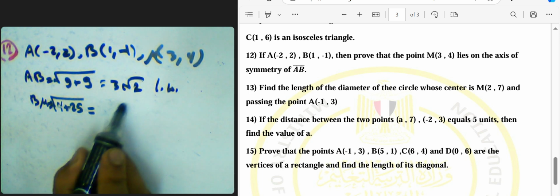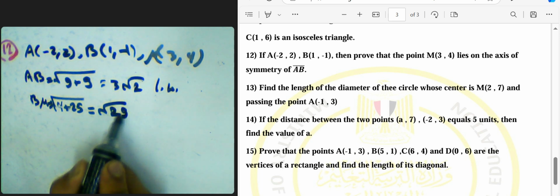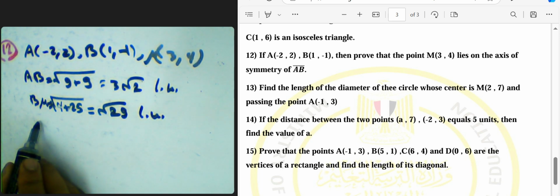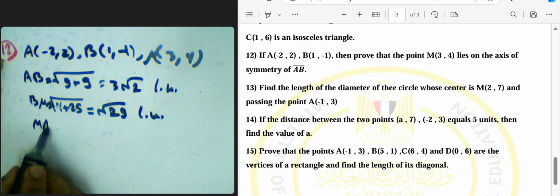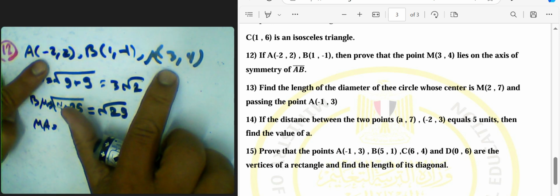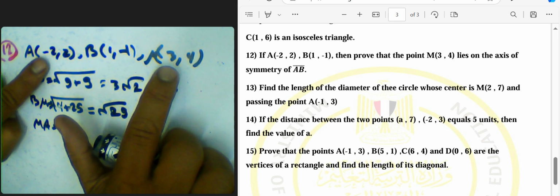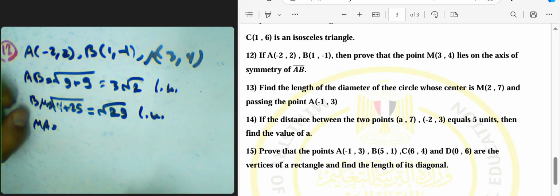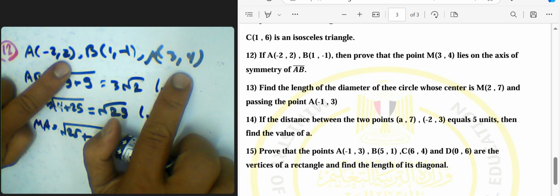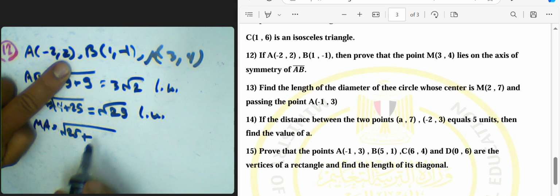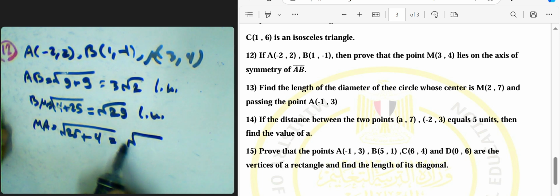Then you can write the result here, square root of 29 length unit. And what about MA? MA here, it will be 3 minus minus 2, it will be 3 plus 2, 5. 5 power 2, it will be 25. Plus 4 minus 2, it will be 2. 2 power 2, it will be 4. So the result will be here, square root of 29.